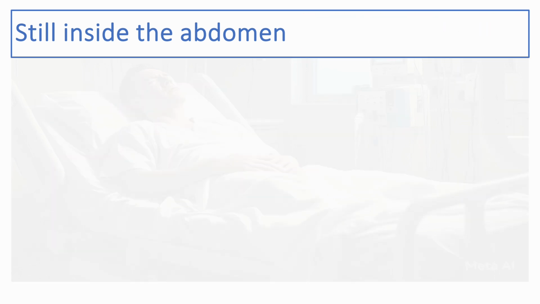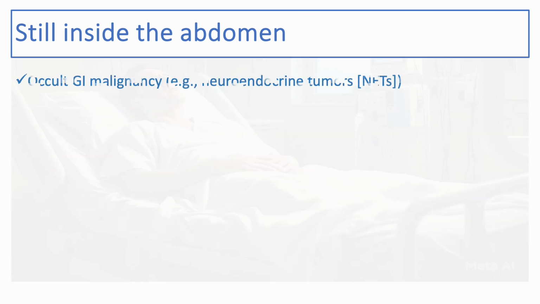The list continues. Occult GI malignancy, for example, neuroendocrine tumors. We're going to talk about that in another video in this series. Also, something to think about. Sometimes the imaging might not show it because it's just too small. And a patient with cirrhosis coming with ascites, of course, abdominal distension from any cause can cause abdominal pain. But in this patient, think of ascites and spontaneous bacterial peritonitis.